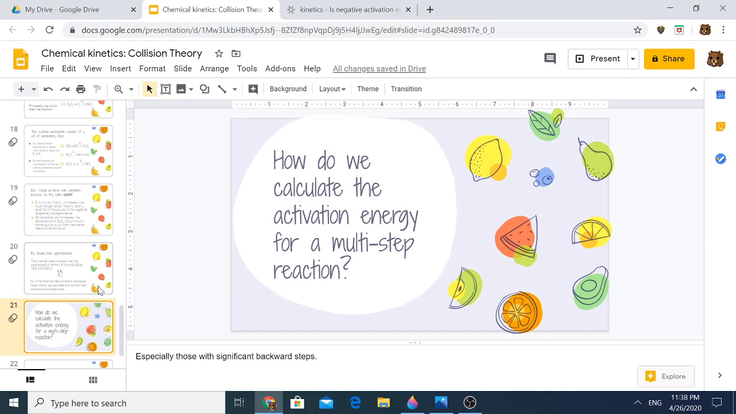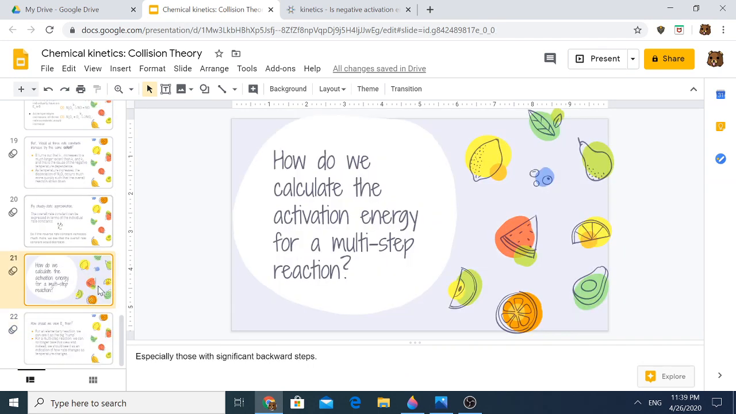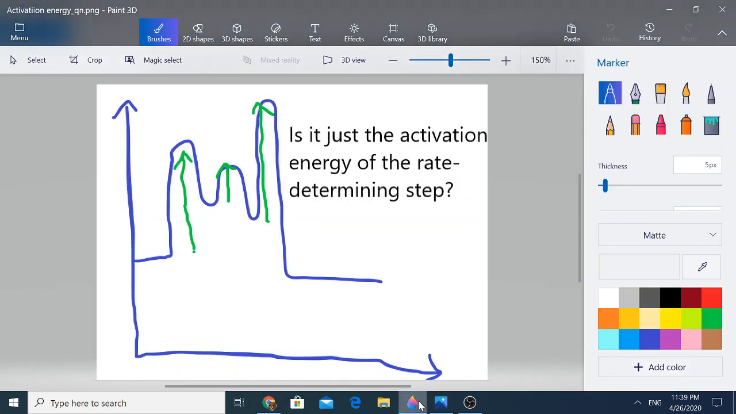Now we're going to go to the last parts of this presentation already. So I'm going to ask this question: how do we calculate the activation energy for a multi-step reaction? Or is it possible for us to tell what the activation energy for a multi-step reaction is? So I've prepared this diagram crudely drawn on Paint, but I think it will help you to understand this a bit better.